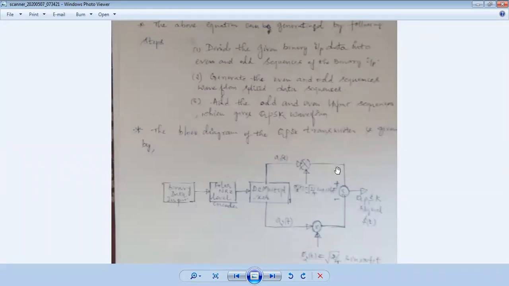Exactly, this is the QPSK transmitter. This demultiplexer identifies the 1s and 0s. The demultiplexer in the QPSK transmitter will identify the 1s and 0s and split them, and according to phi 1 of t and phi 2 of t they get multiplied, and the QPSK signal to be transmitted is generated.